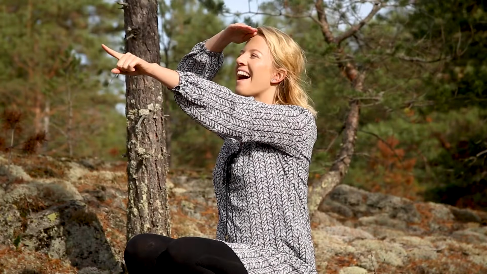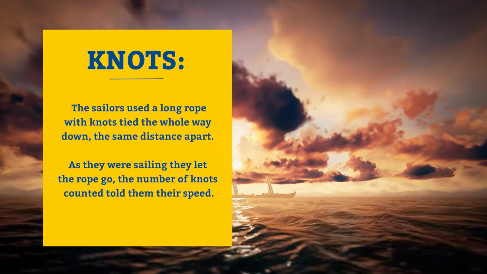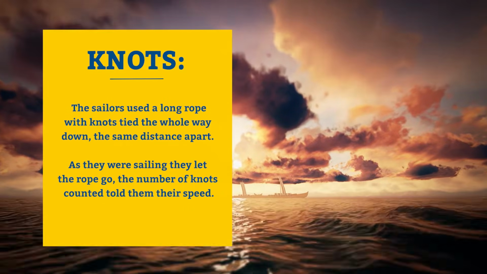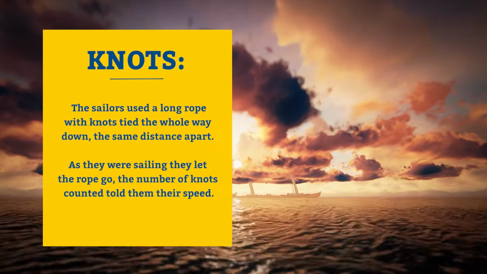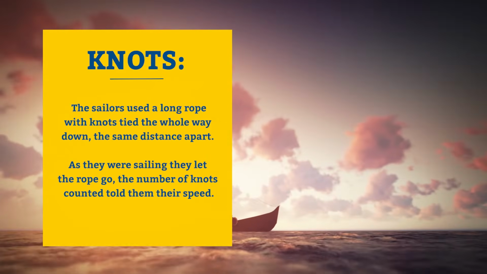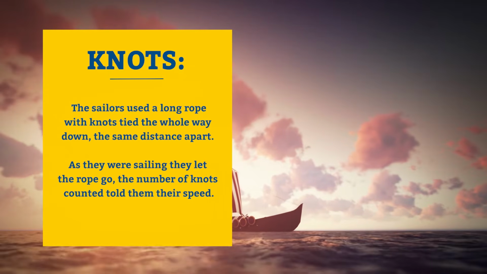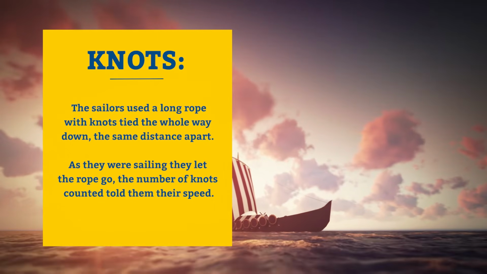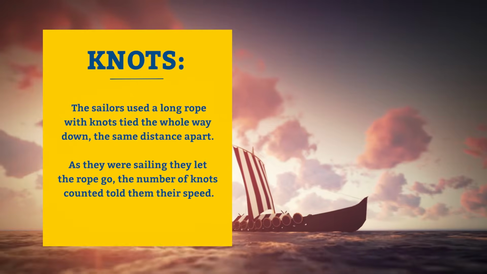Land ahoy! Now, another measurement that the Vikings would use is something called knots. This would be used in a boat, and it would say how fast or slow a boat would be going. The sailors would take a very long rope and tie knots evenly all the way down the rope. When they were in the water, they would slowly let the rope go. However many knots would go in the water would tell them the speed of the boat. We still use this measurement today.